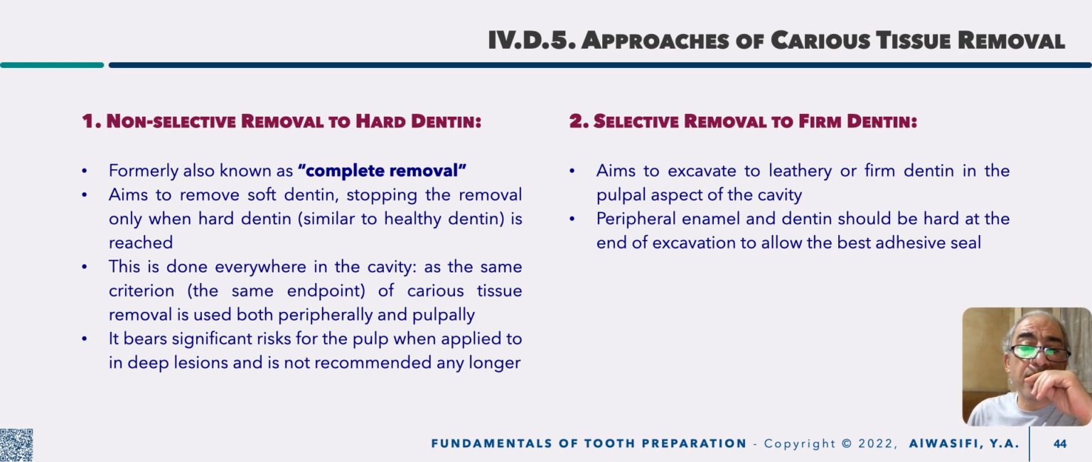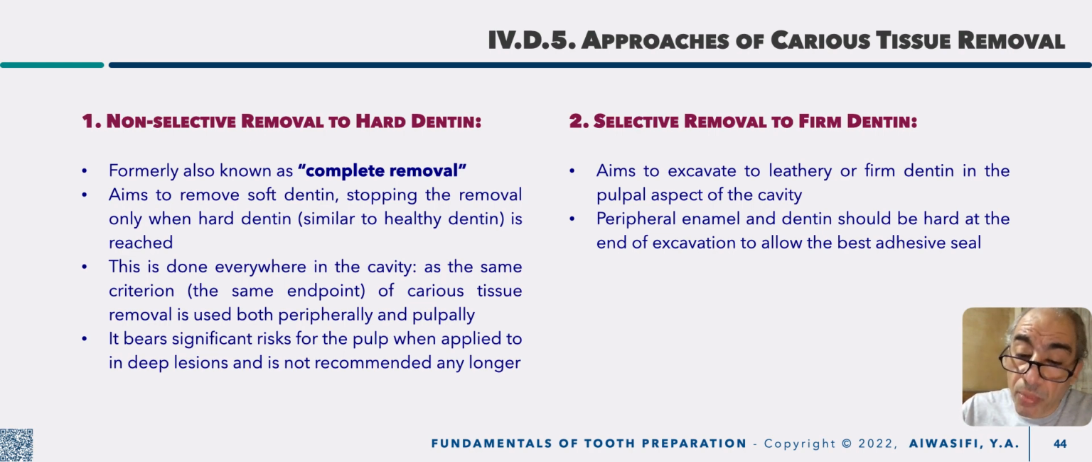Then comes selective removal, either selective removal to firm dentine or selective removal to soft dentine. Selective removal means that you stop your cavity preparation at the routine cavity depths and just select definite areas to excavate until you reach leathery or firm dentine, at the expense of your peripheral enamel and dentine, which should be hard and ensure an accurate peripheral seal. This is a favorable condition. You already reached an affected dentine.